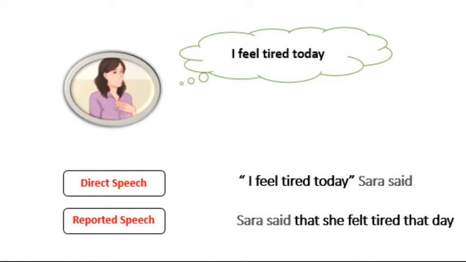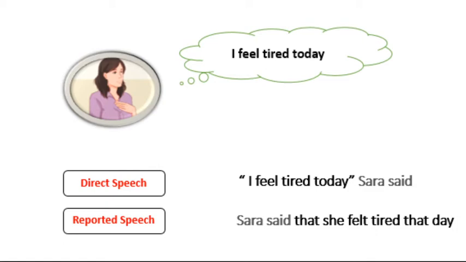Here you can simply notice that we have changed some particular things, moving from direct to reported speech. So what did we change? The first thing we changed, we removed the quotes, because it's not direct speech anymore. Second, we changed the subject pronoun. So I became she. And then we added that. And then we changed the verb form. So feel became felt. And then today became that day.